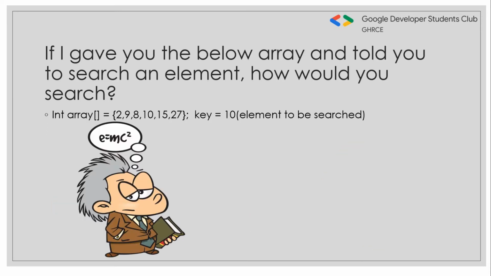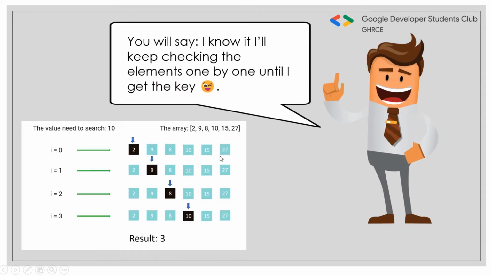Now if I gave you the below array and told you to search for an element, how would you search? Let's say you are given this array. The array has these elements: 2, 9, 8, 10, 15 and 27, and the element which we want to search is 10. So how would we search? You will say, I know it, I'll keep checking the elements one by one until I get the key, like we have shown in this image.